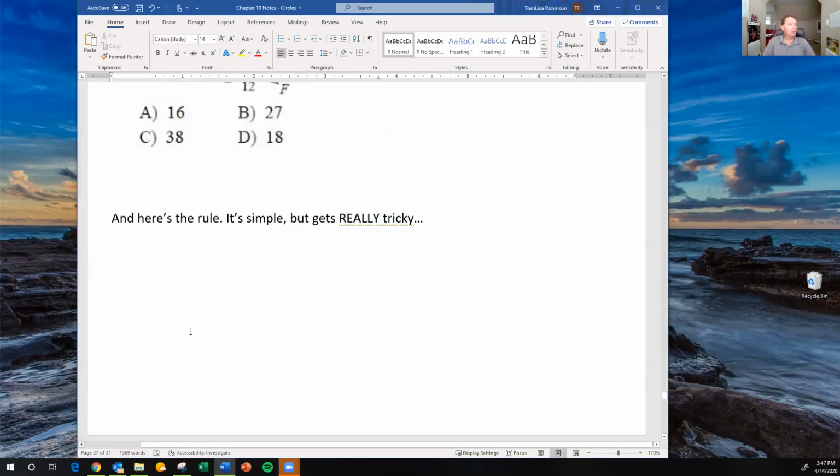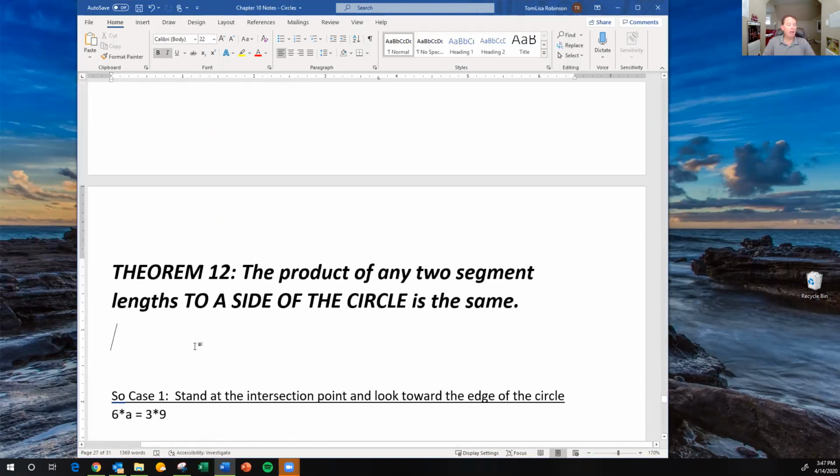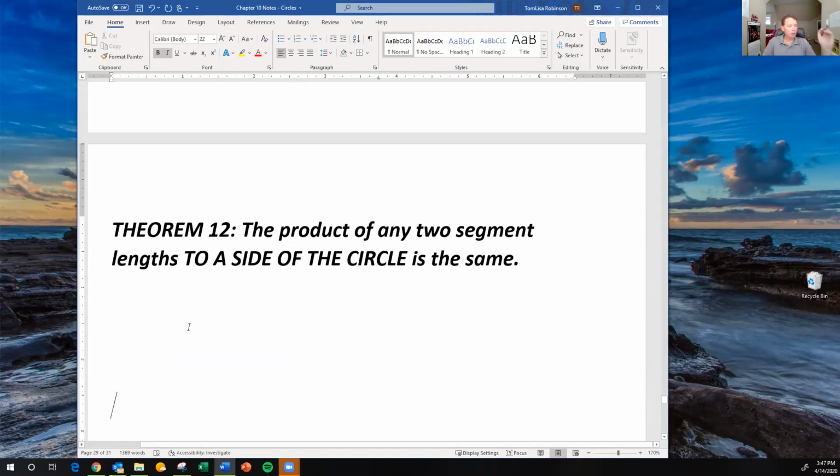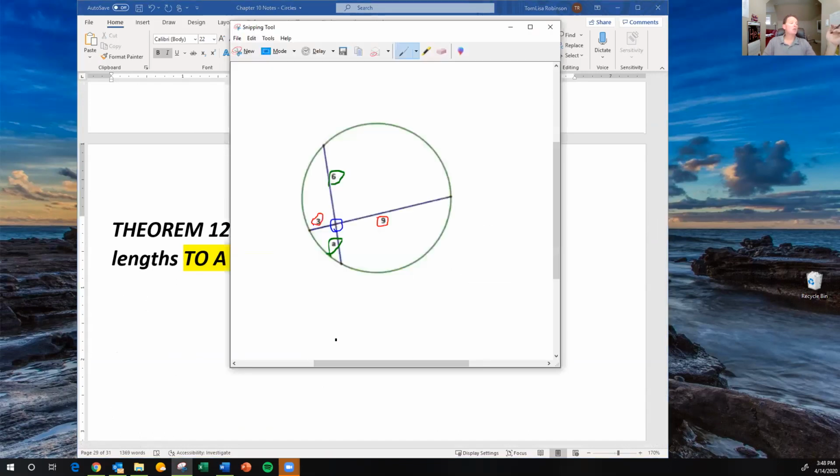And what I'm going to do is jump right to the theorem here, and then we'll walk through this. Look carefully. Again, I'm going to pick a couple of keywords. The product of any two segment lengths to a side of the circle is the same. What? The product of two segment lengths to a side of the circle is the same. Let's go back and look at this.